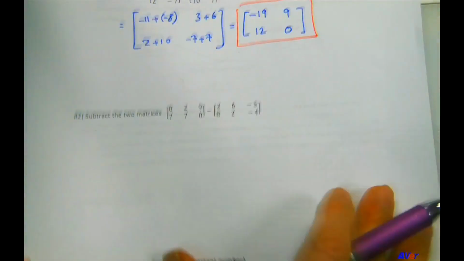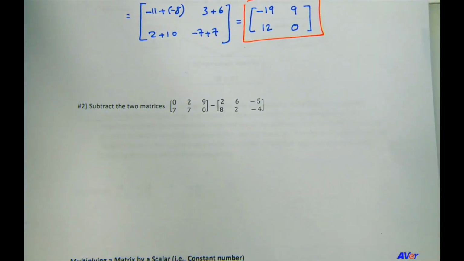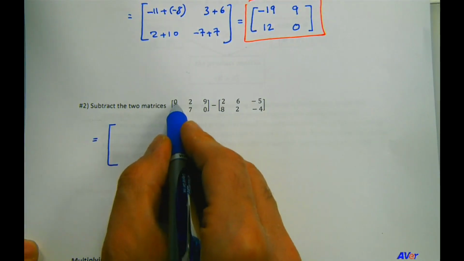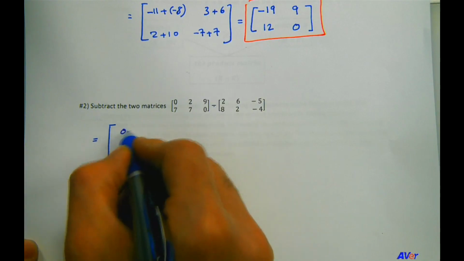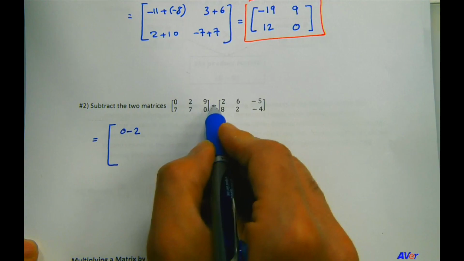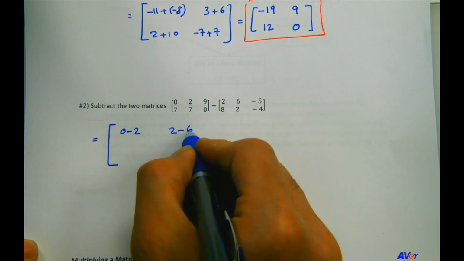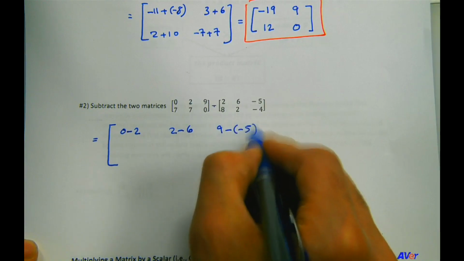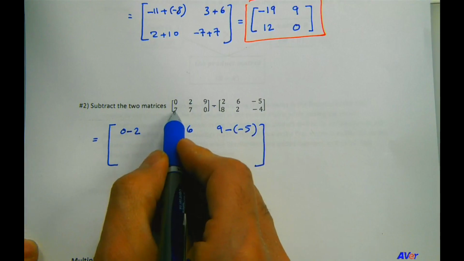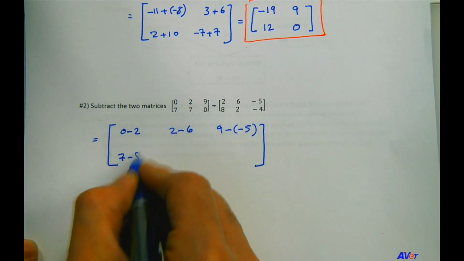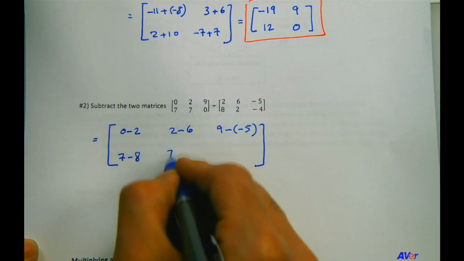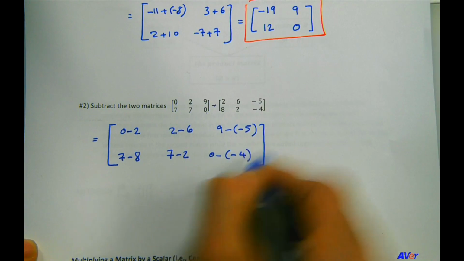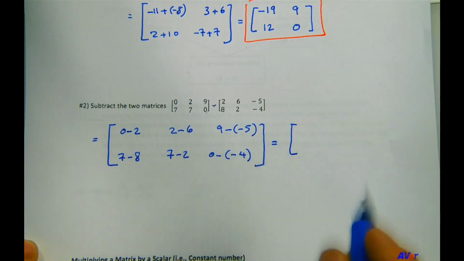Subtracting, once again, the matrices that we're subtracting have the same size, so that's a valid operation. So 0 minus 2, 2 minus 6, 9 minus minus 5, 7 minus 8, 7 minus 2, 0 minus minus 4, right? And then we'll simplify this.